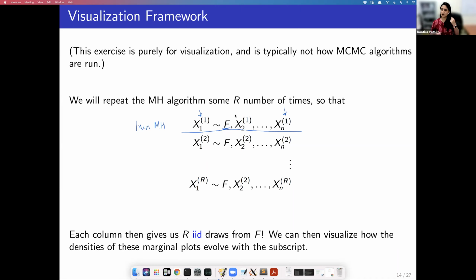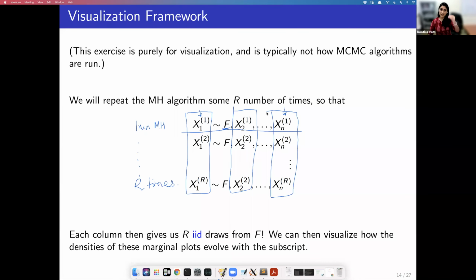I draw a random draw from a standard normal, let's say, and then I run my Markov chain kernel that I showed you previously, right? With the proposal that I had chosen before. I just run it, but I do it R different times. The reason I'm doing it R different times is that I will look at the columns of all of these.